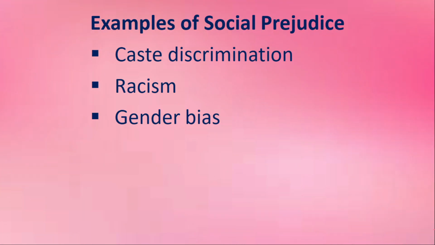For example, caste discrimination denies opportunities to lower caste groups. Racism treats people unfairly based on skin color. Gender bias limits education and employment opportunities for women. These are all clear examples of social prejudice.